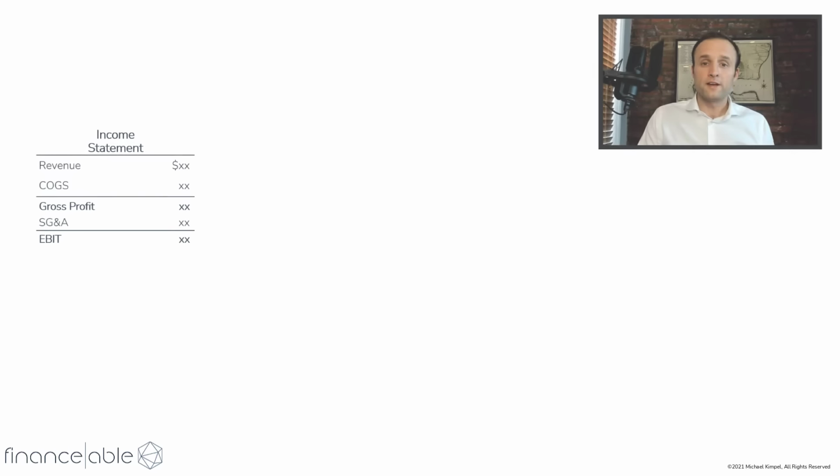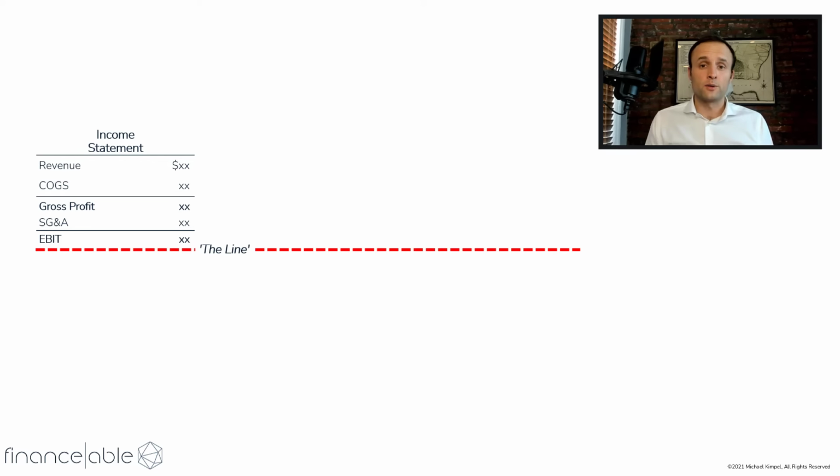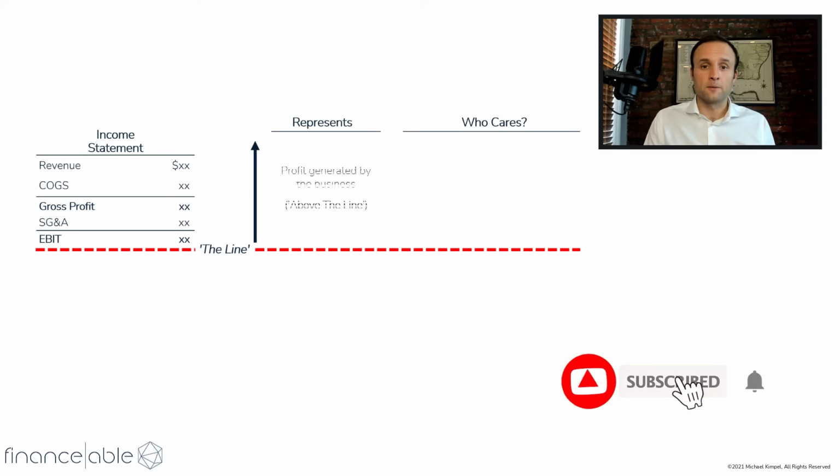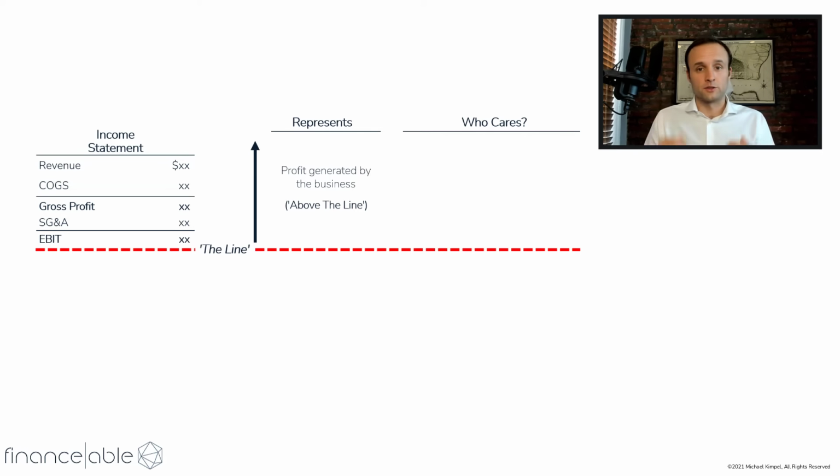The key point we've hit here is what people in finance refer to as the line. And above this line is everything related to the core operations of the business, first of all. And you'll actually hear people in finance refer to all of these items as above the line items, just so you know. And you might ask yourself, who cares?